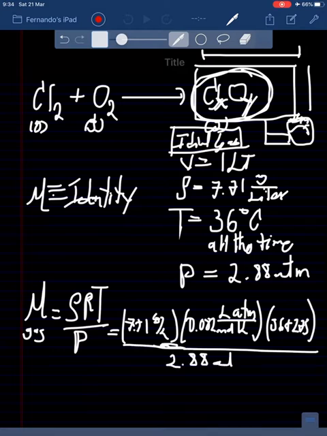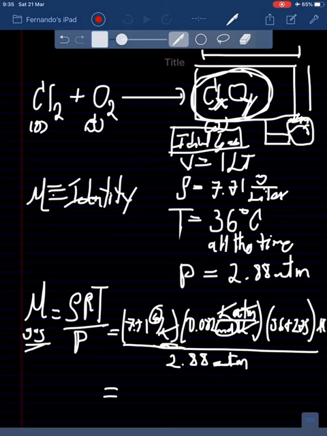2.88 atmospheres. So let's check the dimensional analysis. What do I have? Atmospheres go with atmospheres. Kelvins go with kelvins. Liters go with liters. And what do I get? Oh, that's really cool, right? I get grams over mole, which is the units for the dimension of molar mass. So we are on the good track.